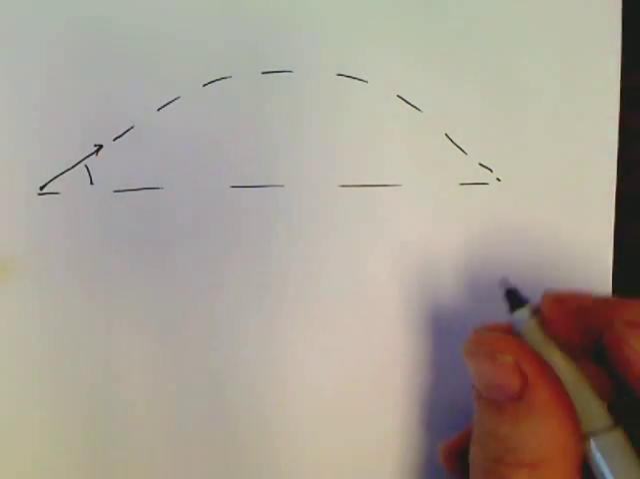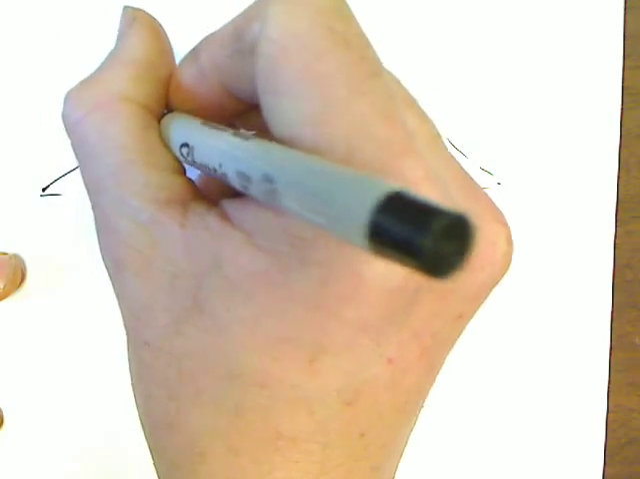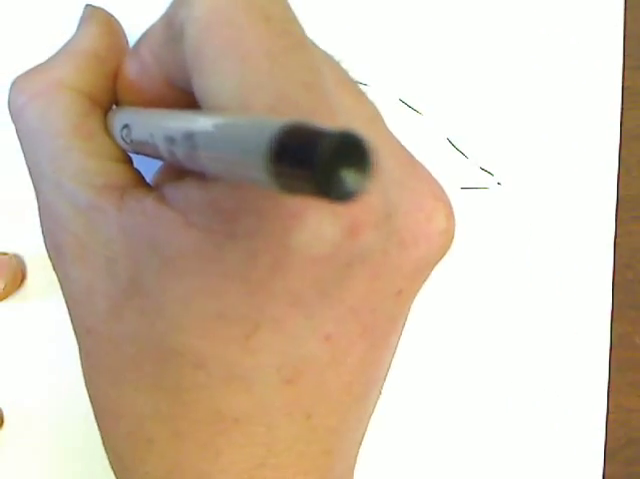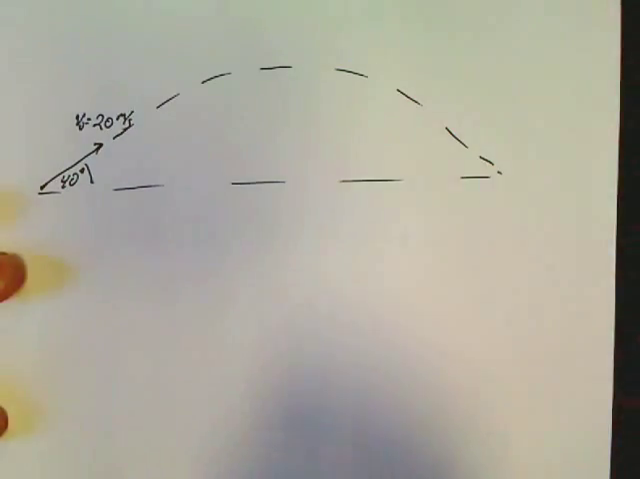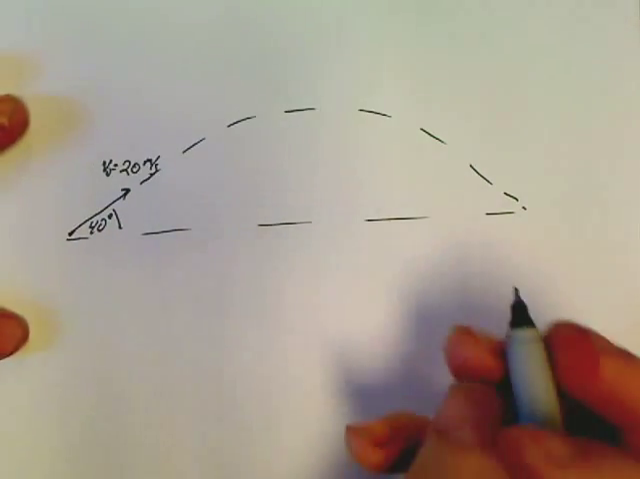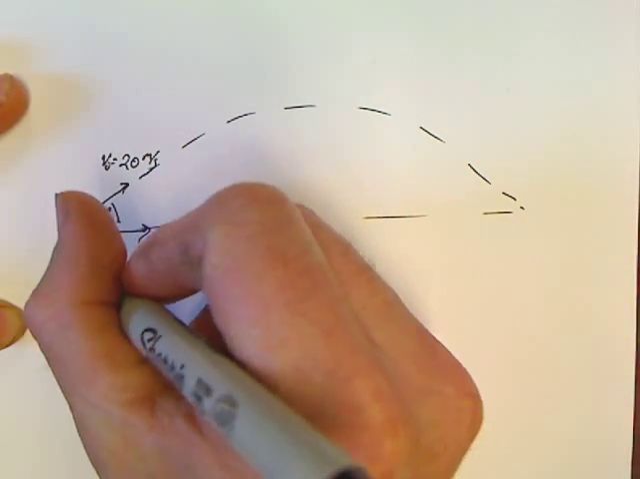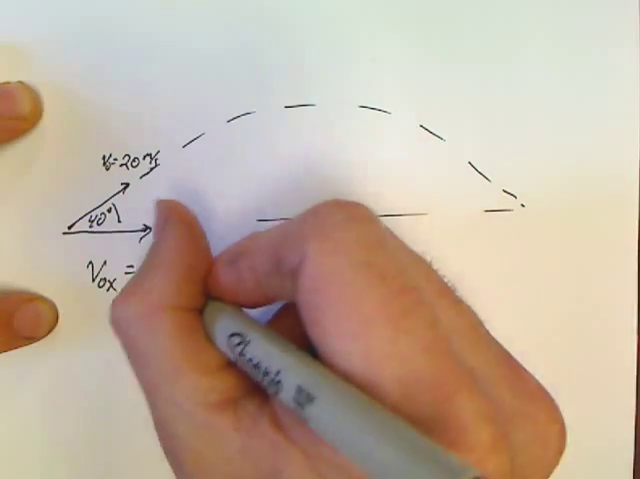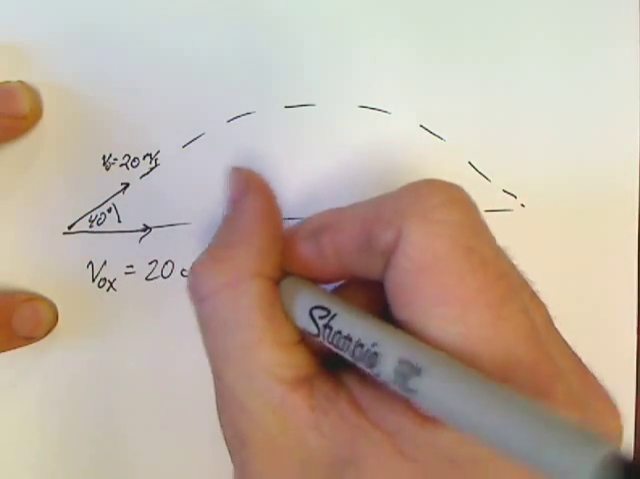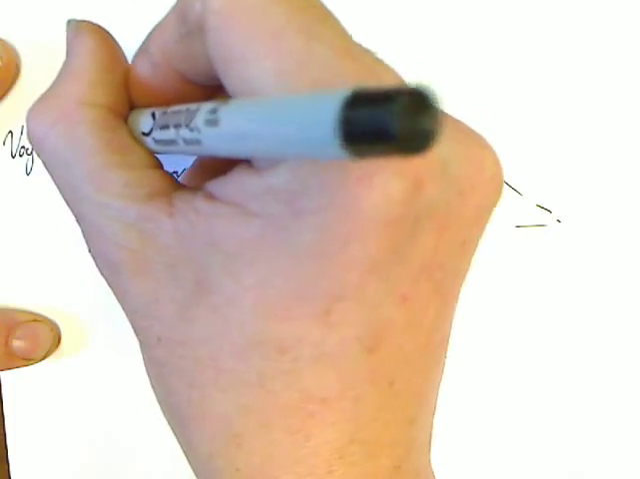Again, what if it gave you, let's say, 20 meters per second for VO, and it gave you an angle of 40 degrees. Your first assignment, should you choose to do this, and you should choose, it's worth it: find VOX. How do you find VOX? 20 cosine of 40. How do you find VOY? VOY is equal to VO sine of 40.